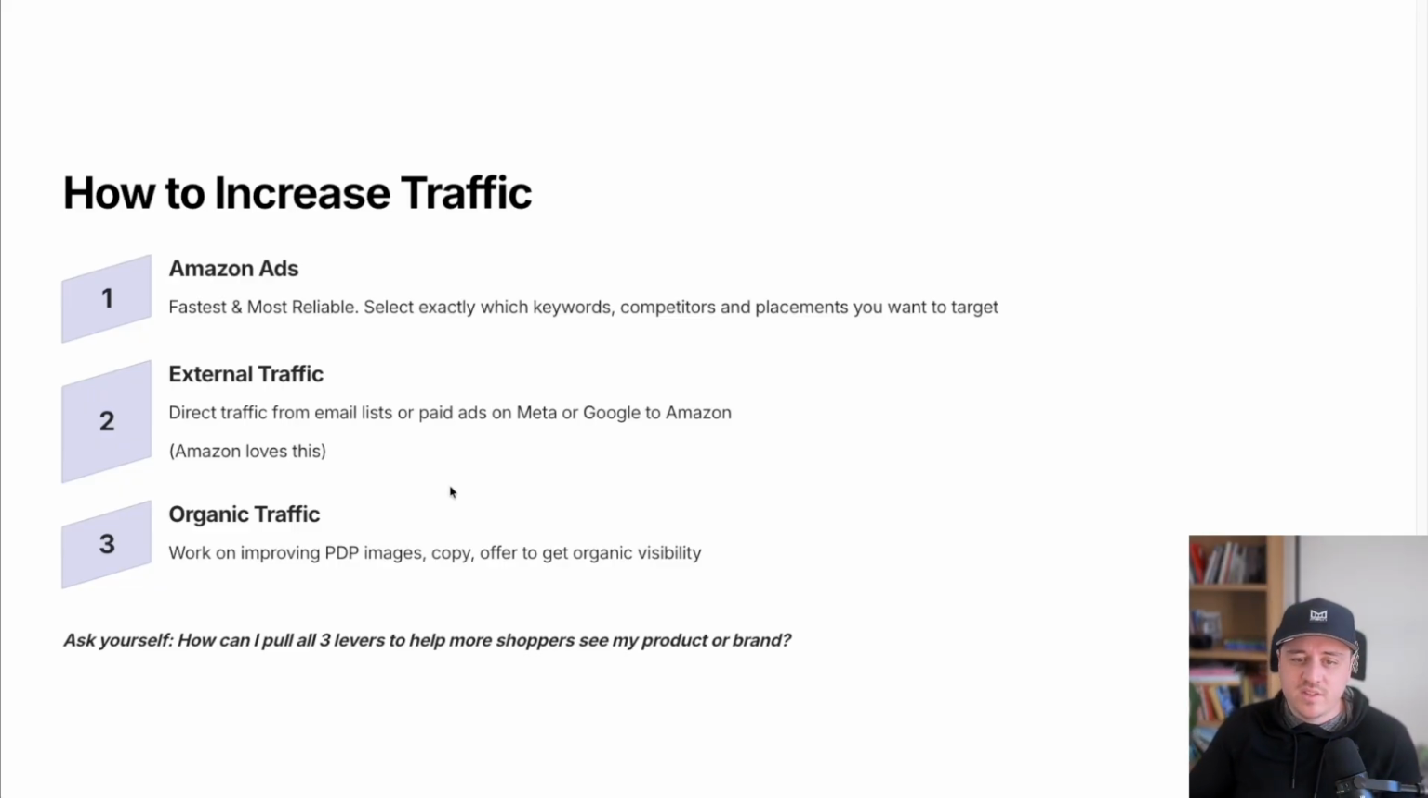You want to basically be driving traffic to the most relevant keywords to help support all of these metrics, so that way Amazon sees that your product has a high conversion rate relative to the others. The second is going to be external traffic. So direct traffic from email lists or paid ads on Meta or Google to Amazon.